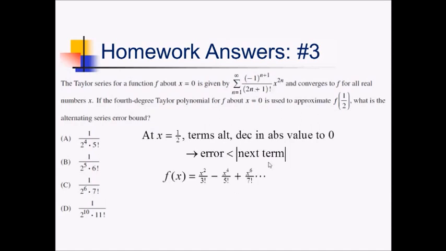So the absolute value of the next term is going to be the absolute value of 1/2 to the 6th power times 7 factorial. But if I'm writing 1/2 to the 6th, 7 factorial is already in the denominator. Okay, well, this was a no calculator problem, but fortunately, this is one of the answer choices. Choice C.